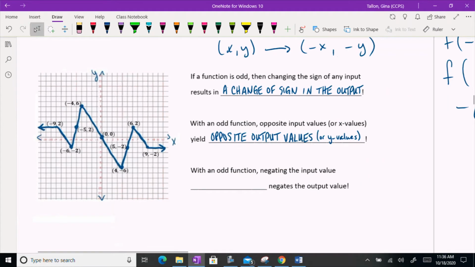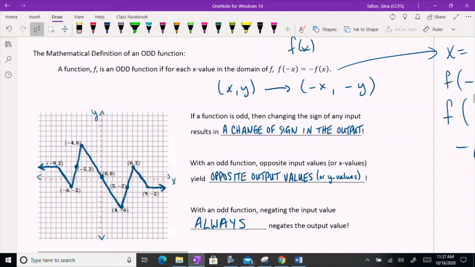Okay, paraphrasing again. With an odd function, negating the input value, what negates the output value? And this is a simple always. Always negates the output value. Okay, so let's just make sure we're clear on this. For the mathematical definition of an odd function, and this would be a test question as well, a function f is odd if for each x value in the domain of f, f of negative x equals negative f of x. That's really important. Negating the x negates the y, the original y.